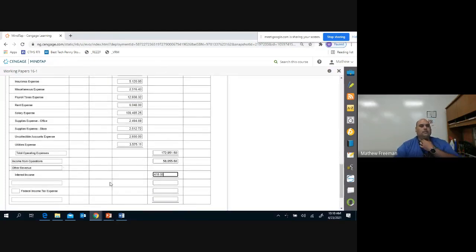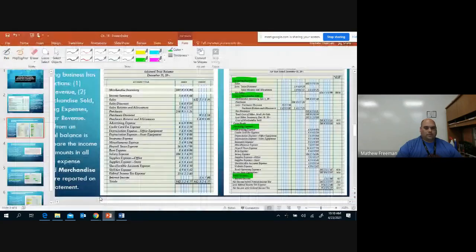$416.08. Okay. This is gonna be less. And we can go ahead and this now is gonna be our net income before, mouse on the right slide. There we go. The net income before federal income tax. Okay. So net income before federal income tax.